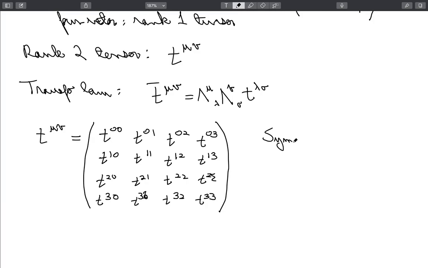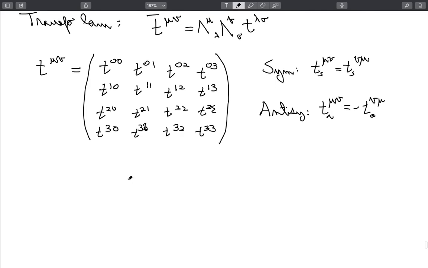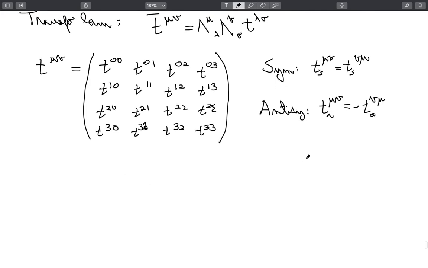There are some important cases. If you have a symmetric tensor, then T mu nu is equal to T nu mu. So it would have 10 possible components. And you can have an anti-symmetric tensor, which states that T mu nu is equal to minus T nu mu. Maybe we give them subindices, symmetric and anti-symmetric. For some reason that you'll understand very briefly, we'll be quite interested in these anti-symmetric tensors of rank 2.